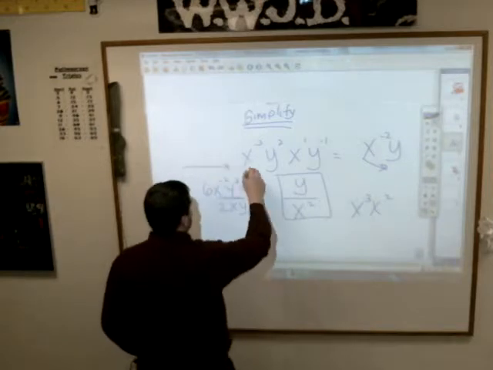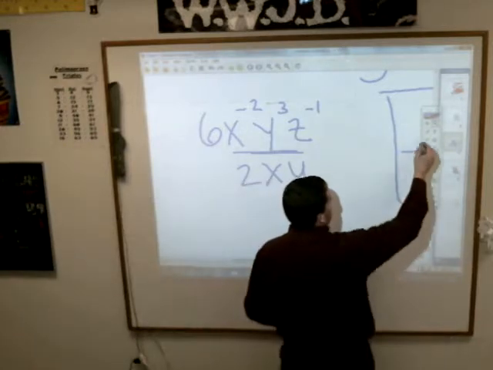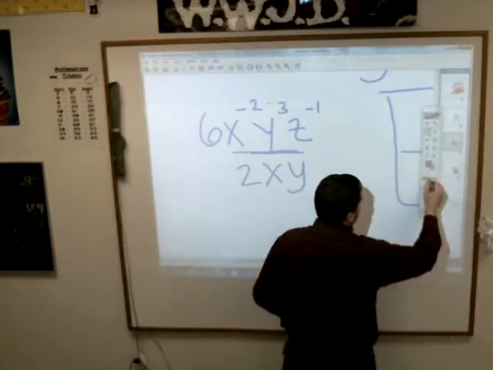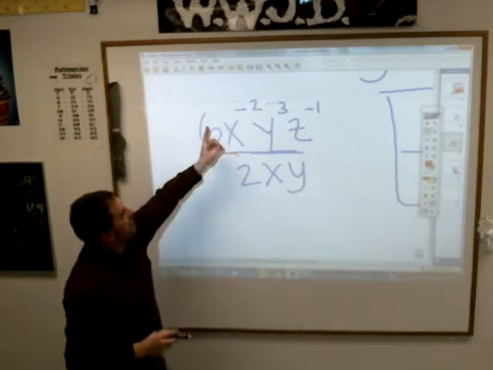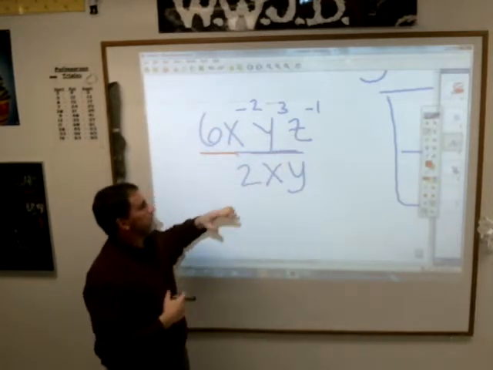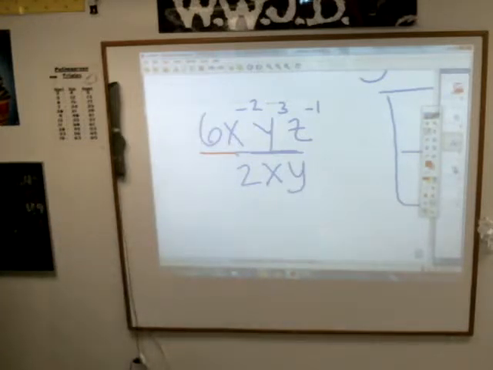Wait, is that x a multiplying sign? Nope, those are all letters. There's no multiplication signs there, they're just right next to each other. 6x to the negative 2, y to the third, z to the negative 1 over 2xy. I'll entertain any suggestions on how we might go about solving this problem.